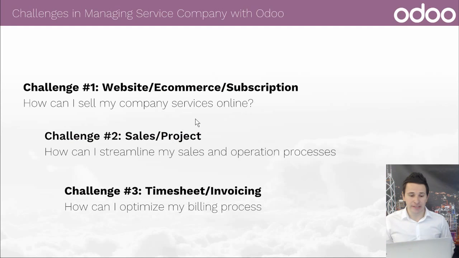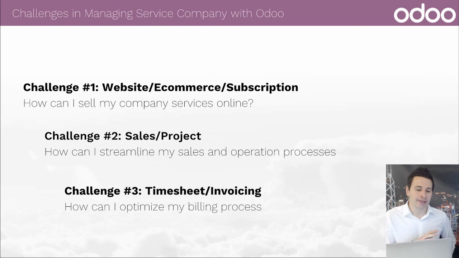Today we're going to see three different challenges. The first one would be: how can I sell my company services online? That would be an opportunity to show you the Odoo website e-commerce. I will do an example with a subscription, a recurring product, so I will show you the subscription module as well. Then the second part would be more traditional sales. How can I streamline my sales and operation process?